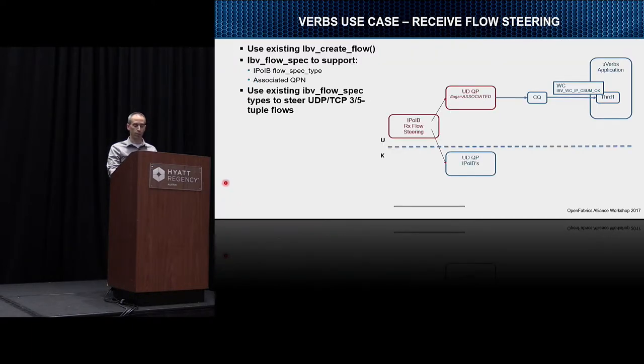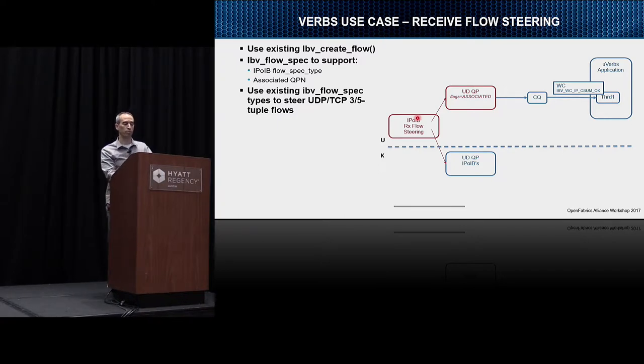In terms of the use cases, this is a simple case where we'd like to grab or steer a specific flow out of the kernel to user land. If this is the kernel, we use the QP number of the kernel. It will be associated with the application UDQP. The application UDQP will be associated with the completion queue, and this is the application that will receive the flow. The application will use the existing IBV flow spec with an addition to support an IP over IB flow spec type.